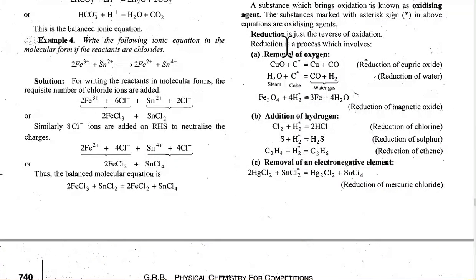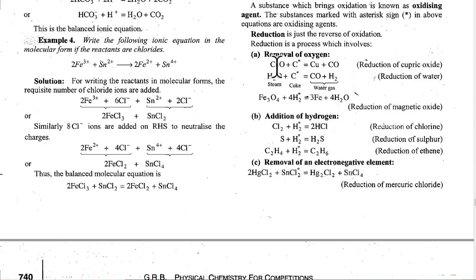Now we are going to discuss reduction. Reduction is just the opposite of oxidation. It is a reverse process. All the definitions we will reverse. Reduction is a process which involves, according to the previous concept, also we will study. And the latest concept we will study later. As you can see, CuO reacts with carbon. Now carbon acts here as a reducing agent.